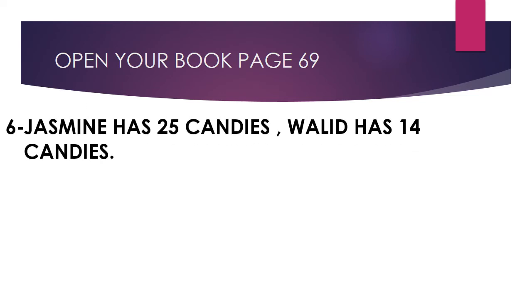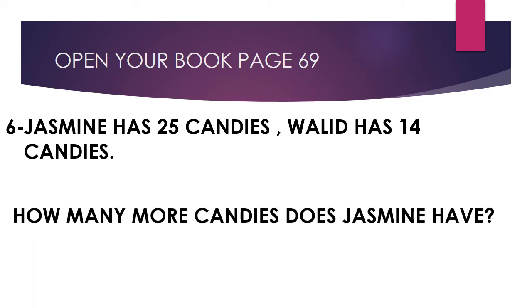Let's listen to our sixth story problem. Jasmine has 25 candles. Walid has 14 candles. How many more candles does Jasmine have? What is the first thing we are going to do? Yes, we will circle our large number, which is 25. And I will make a square on our small number, which is 14. And I will circle our keyword, which is more.